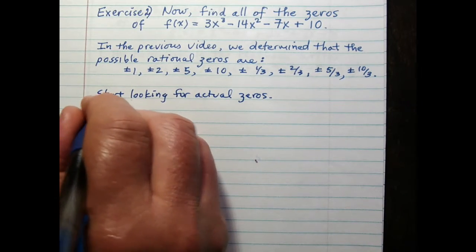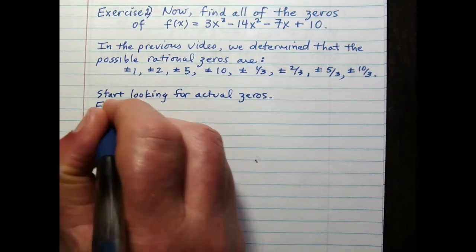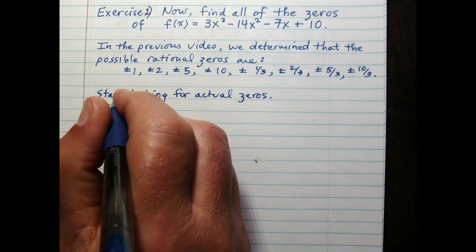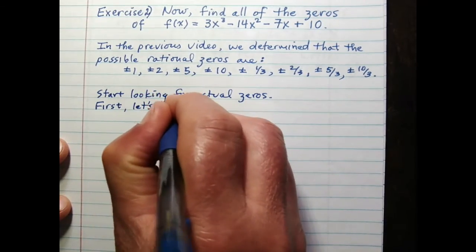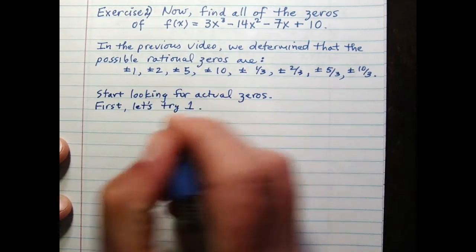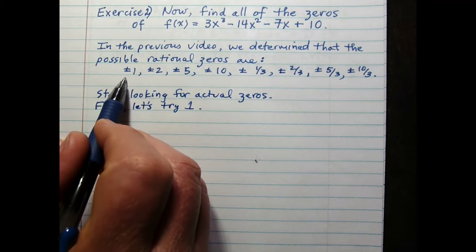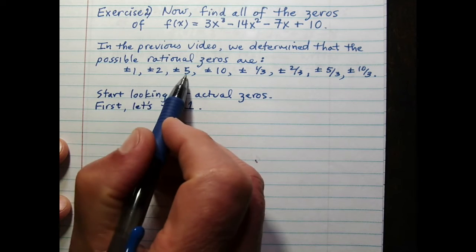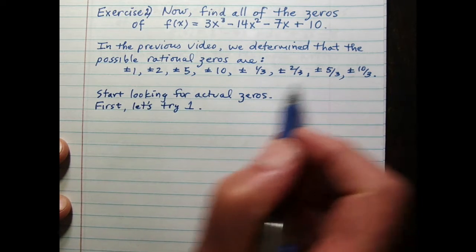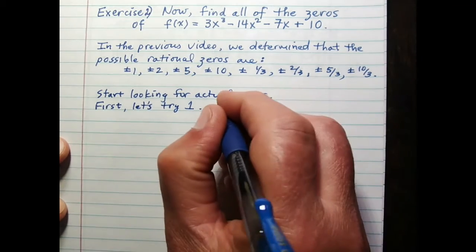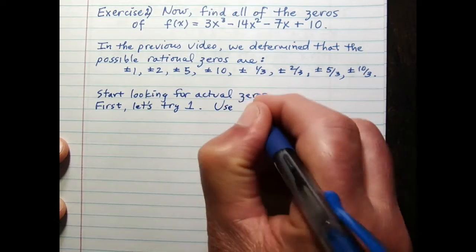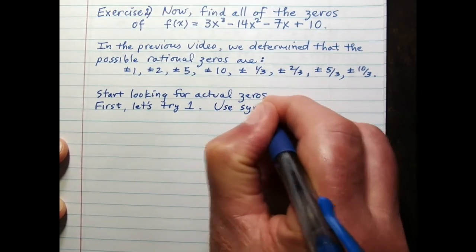So first, let's try 1. So basically I would try 1, then negative 1, 2, then negative 2, 5, then negative 5, until I found one, right? We're going to go down the list. And the way we're going to do that is we're going to use synthetic division.